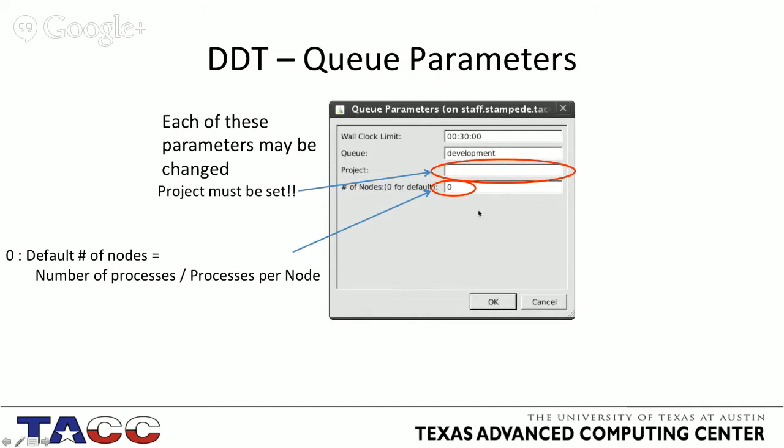This other setting, if you leave it at 0, it'll use whatever the default number of nodes is. So if you ask for 32 processors, 32 tasks, and you're just running 16-way, which is the default on Stampede, it'll give you 2 nodes. If you want to run 32 tasks on 32 nodes, then you should change this to 32. Then you'll be running 1 task per node. But if you're not changing the number of tasks per node, you can leave it at 0, and it'll just calculate the number of nodes that need to be run.